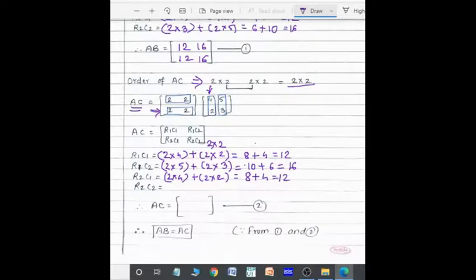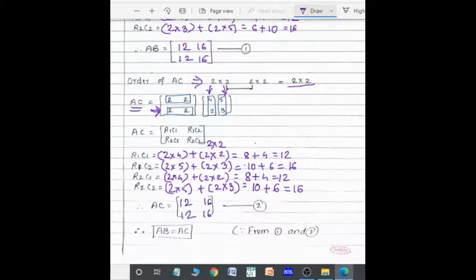Now we are going to multiply the second row and second column. So 2 into 5 plus 2 into 3. So 2 into 5 is 10, 2 into 3 is 6. So 16. So we get the values 12, 16, 12, 16.